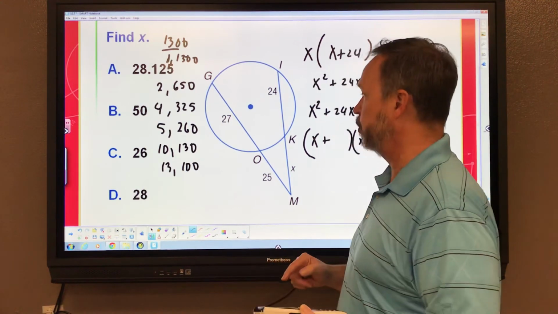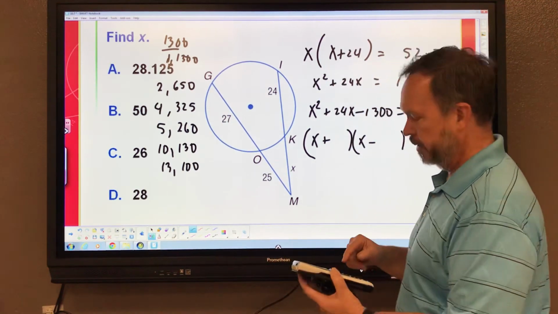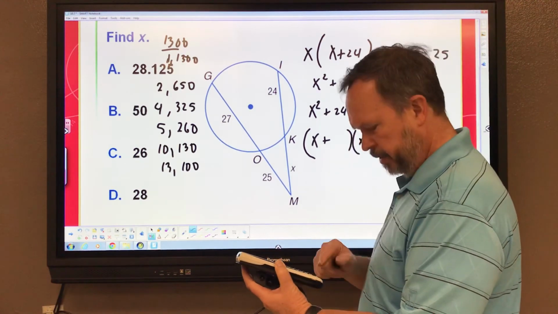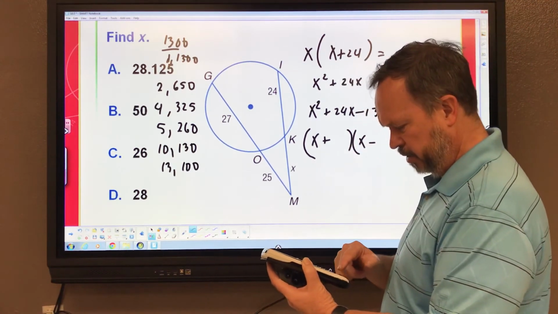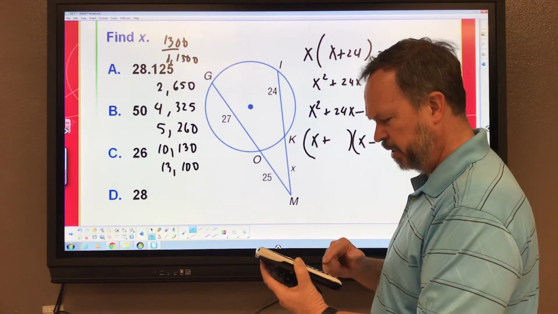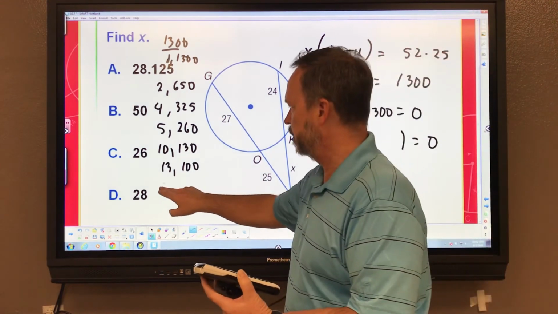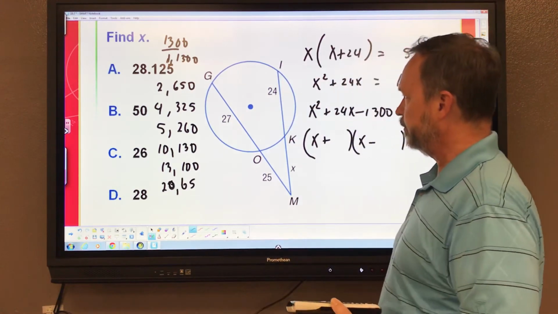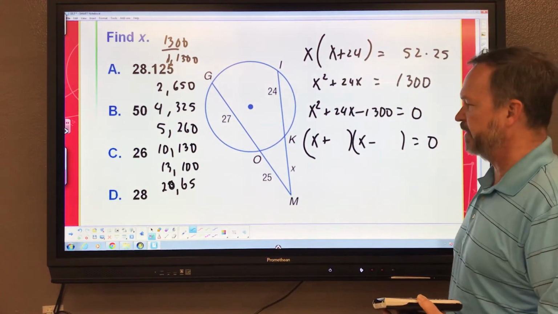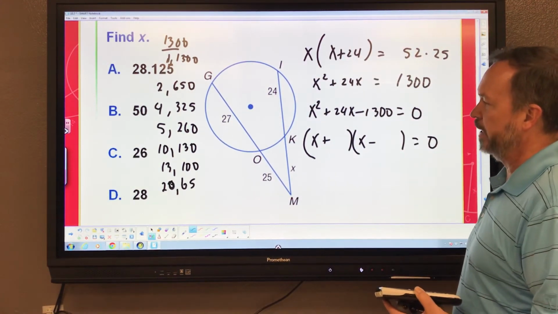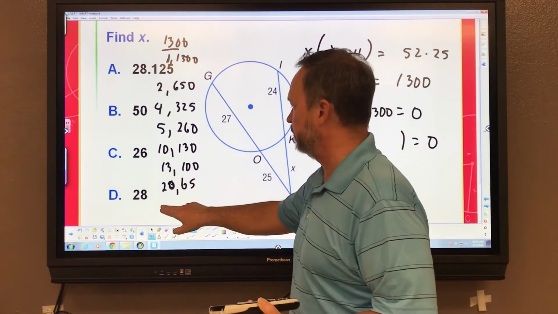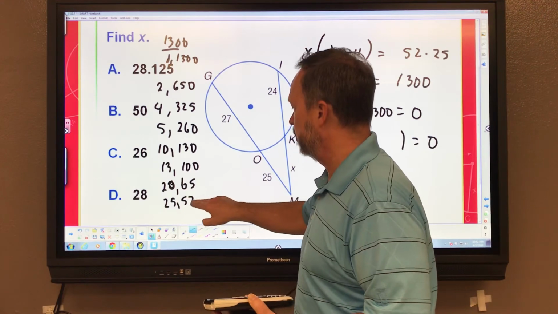So maybe there'll be an easier way. 16 doesn't work. 17, 18 don't work. It's 20, 1,300 divided by 20, 20 and 65. I'm stretching myself out here a pretty long way. We know the 25 worked, that's where it came from, the 25 and the 52.